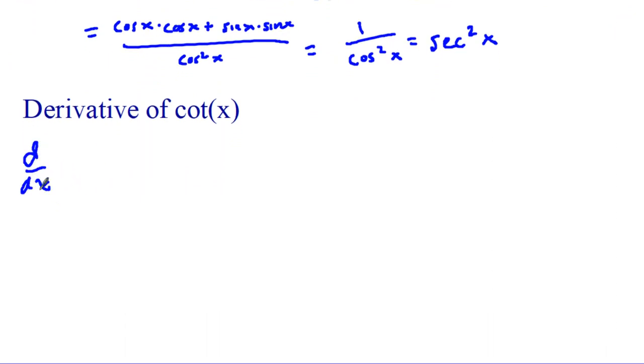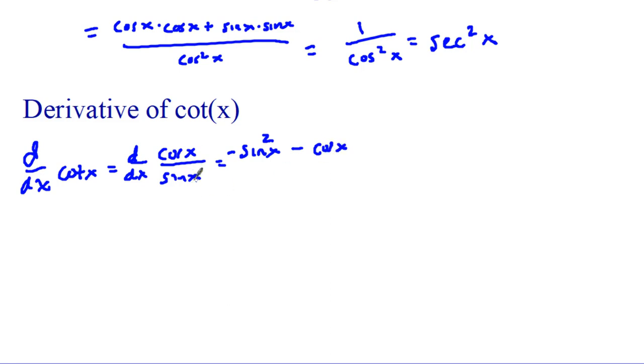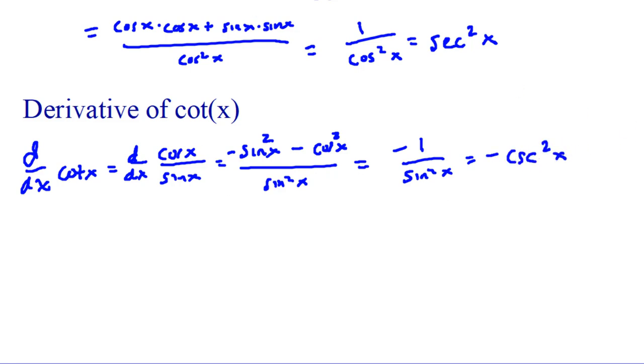Same thing with the derivative of cotangent of x. Well, we're trying to take the derivative of cosine over sine, which means we have sine of x, the bottom, times the derivative of cosine of x, which is negative sine of x, that's negative sine squared, minus the top guy, cosine of x, times the derivative of sine of x, which is cosine of x, that's cosine squared of x, all over sine squared of x. What do we have? We have negative 1 over sine squared of x, so that derivative is equal to negative cosecant squared of x right there.